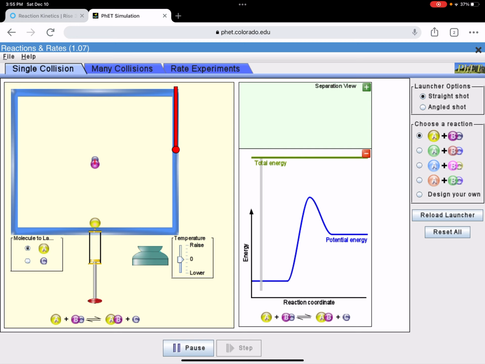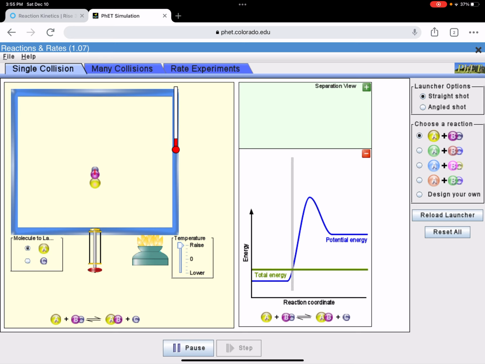Oh, it's not going to let me. I've got to start it, okay? You can see how slow that is, right? But I'm going to raise up my temperature. And now if you look in the middle, you see my green line is going up. There we go. Now we've got a good bit of energy.